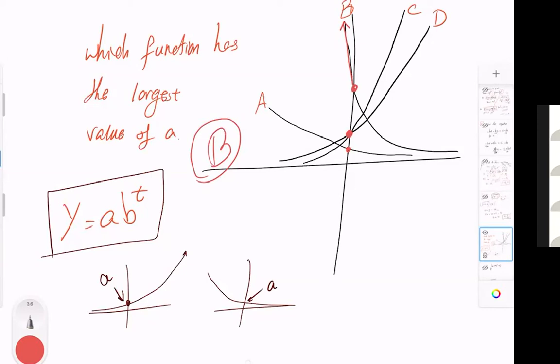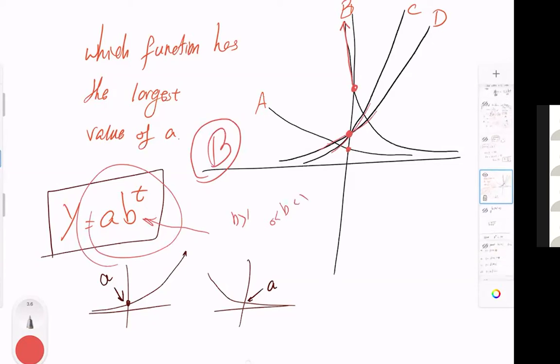Again, if you know it, it's pretty simple, right? If you know what's going on, and b is greater than 1, it is increasing. If b is between 0 and 1, it is decaying, all right? But your question is regarding the a.